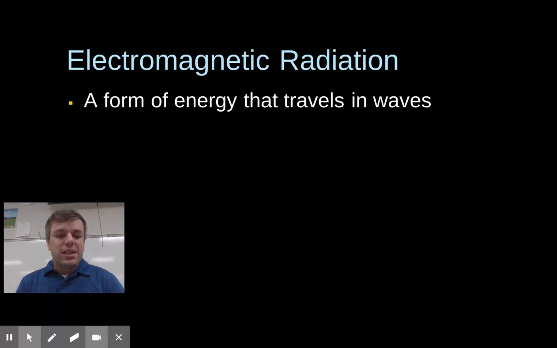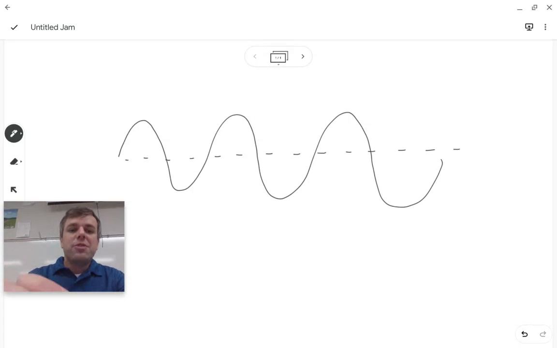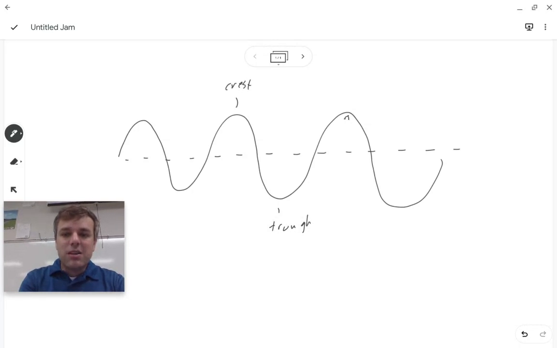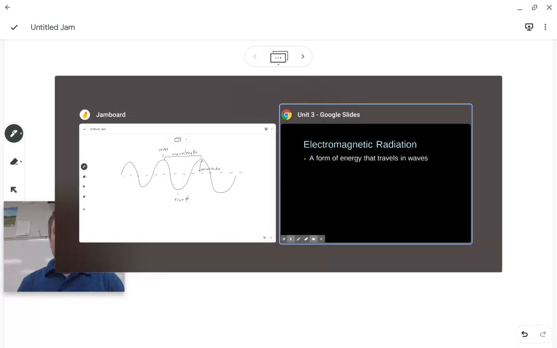Electromagnetic radiation is a form of energy that travels in waves. So this is a typical wave. You're probably familiar with the thing on top is called the crest. The low point is called the trough. Its height above its rest position is called the amplitude. But the thing that really matters is that the distance between equal points on successive waves is called a wavelength. So that's the size of the wave, if you will. We'll talk more about that tomorrow.